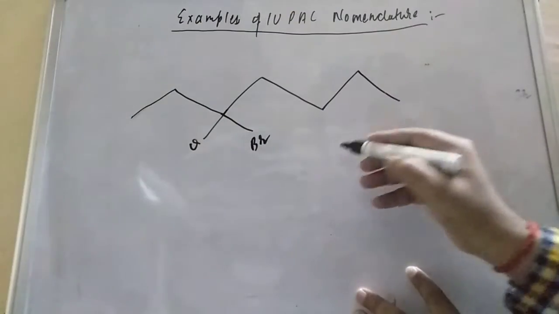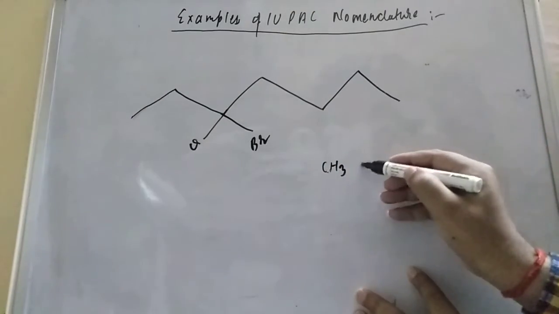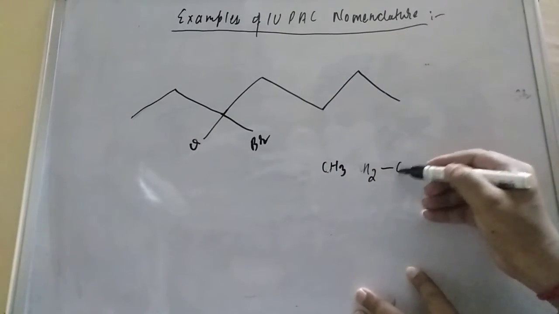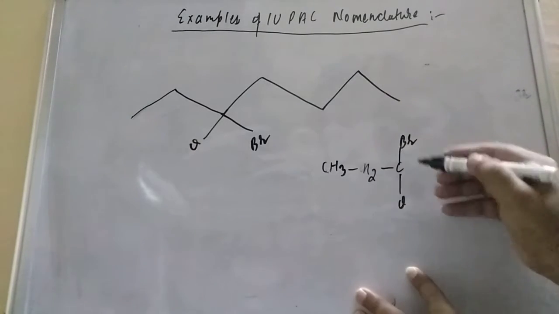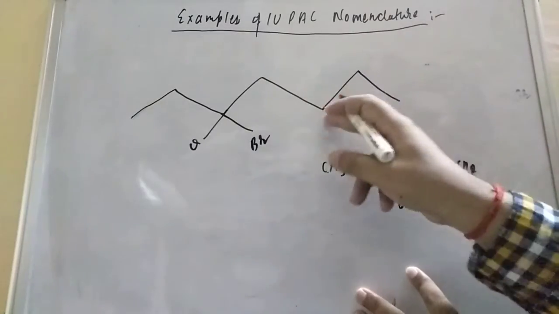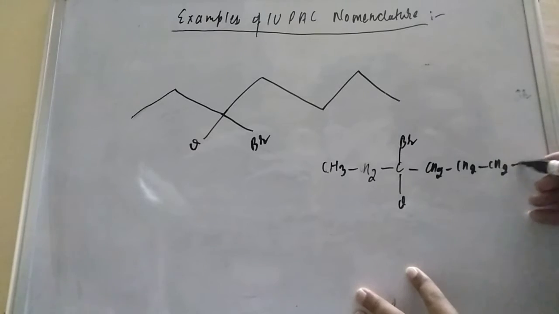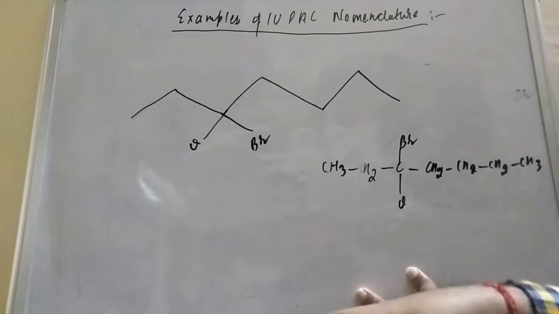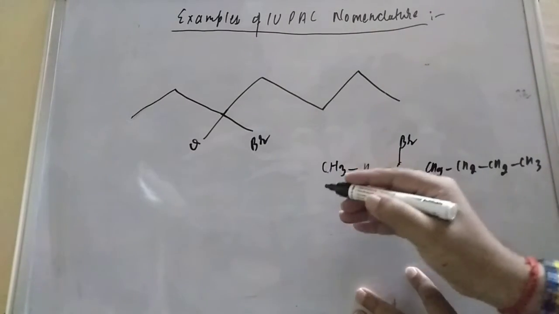That is the terminal carbon, student, that is CH3. Then comes CH2, then the carbon with Br on the upside and Cl on the downside, then CH2, CH2, and finally CH3. Dear student, when we do the numbering, we have to give the least number to the carbon which has the prefix. So we have to start the numbering from the left side.